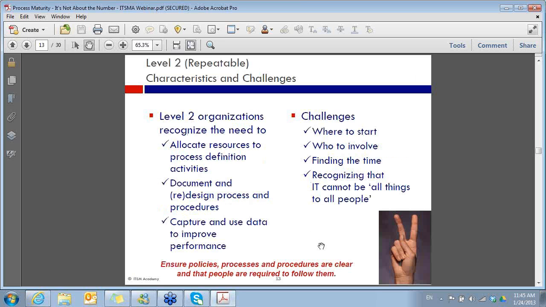So at level 2, you're starting to put resources to these activities. You're starting to document your processes. You're starting to be able to distinguish between processes and procedures. And I want to kind of clarify this. Policies, and I'm speaking to the red text down at the bottom, are really intent, yes? And more specifically, senior management's intent relative to a particular process. Simply put, a process decides what to do, and procedures decide how to do it.